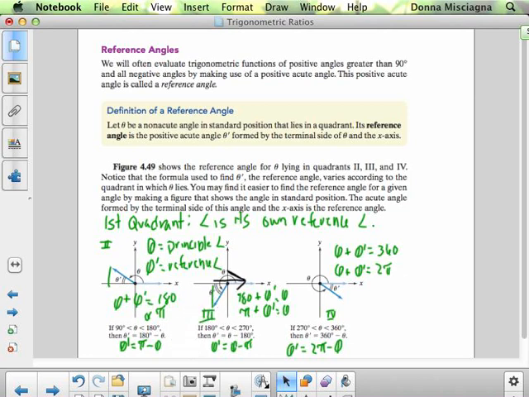And then in the fourth quadrant, notice that together the principal angle and the reference angle equal the whole circle, 360 degrees or 2 pi. So since principal plus reference equals 360 or 2 pi, if we want to find the reference angle, we'll simply subtract the principal angle from 2 pi or 360 degrees, depending on whether we're working in radians or degrees.